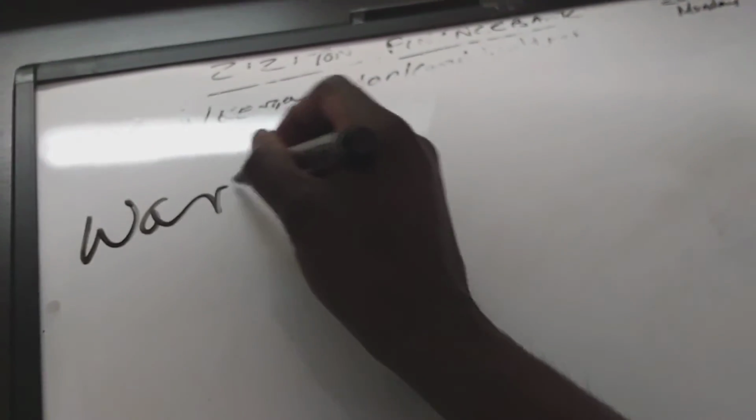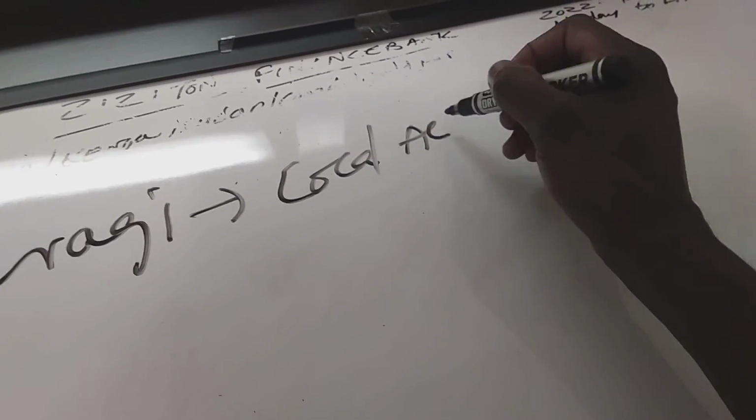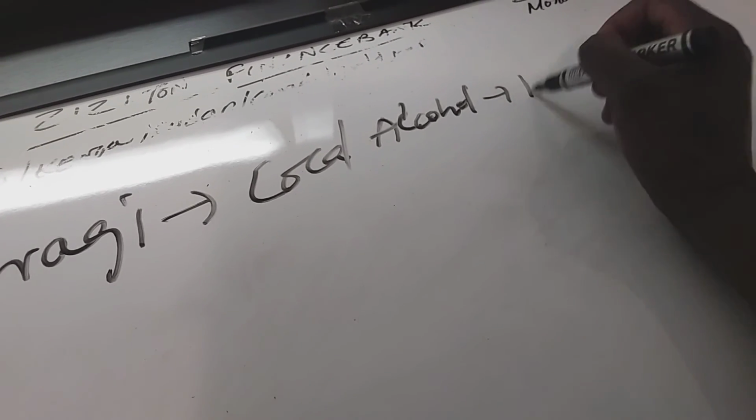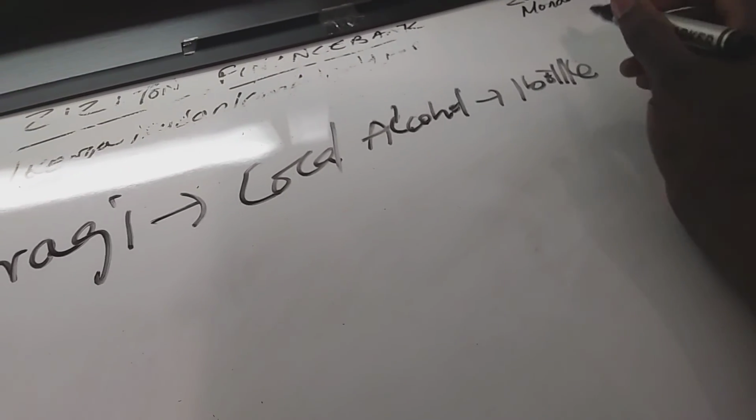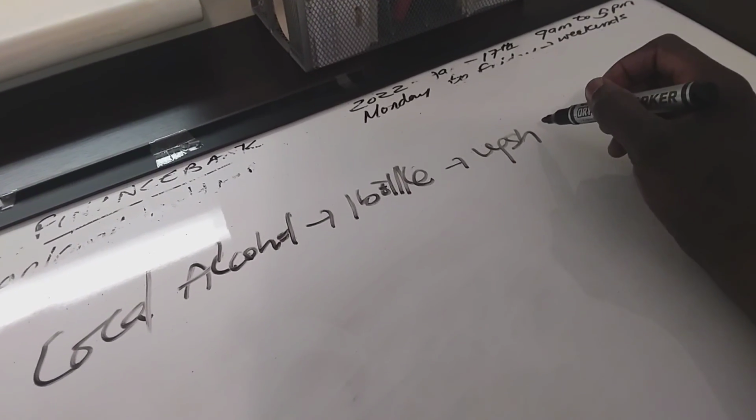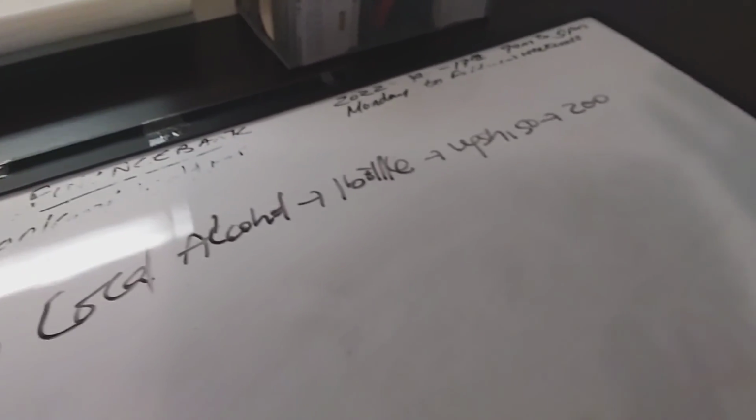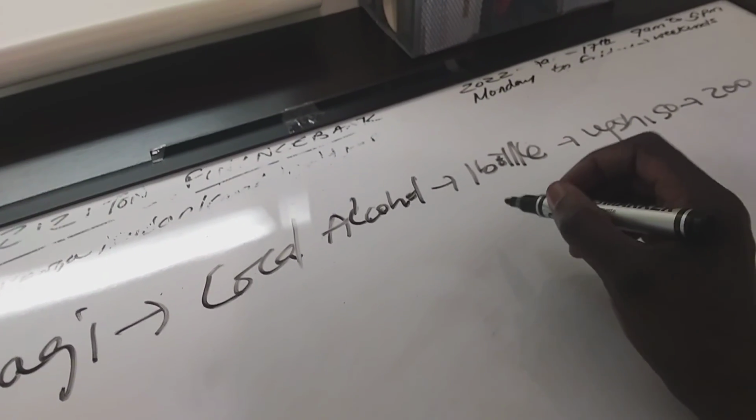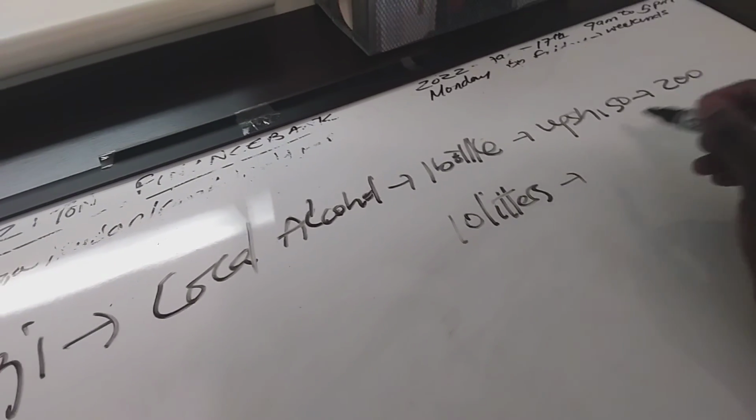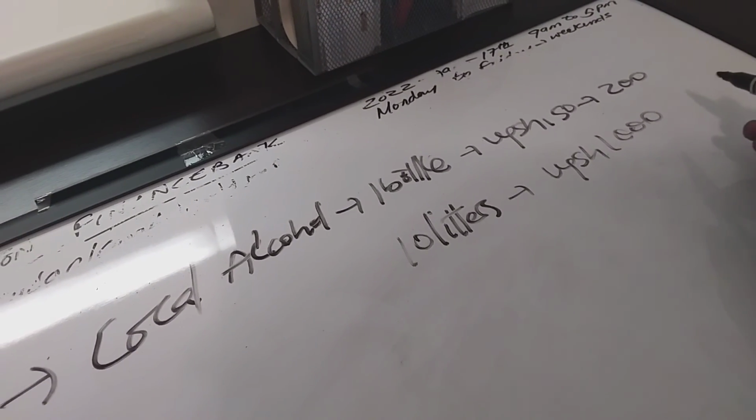Yeah, waragi. Waragi is a local alcohol. If we talk of local alcohol, one bottle of alcohol is roughly Ugandan shillings 150. Locally brewed is 200 Ugandan shillings when it's very expensive. And then 10 liters, you get 10 liters, that is roughly 1,000, really 1,000 or 800.